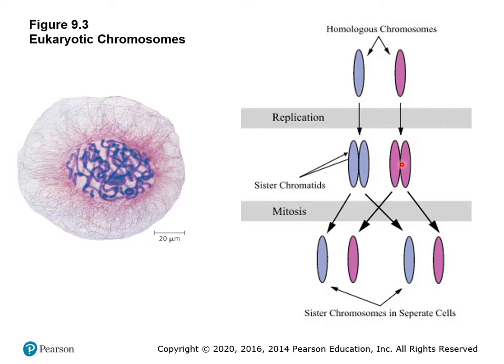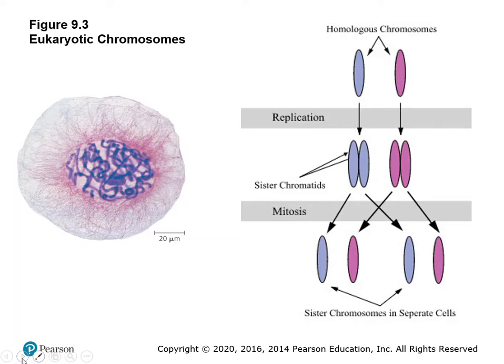But your sister chromatids are identical copies. They are identical to each other. And so homologous chromosomes are similar but not exact, whereas our sister chromatids are exact. And then when we separate at the end of mitosis, one of each sister chromatid ends up in our new cells, so that each new daughter cell has a complete set. So it has the entire set of homologous chromosomes, the 23 from dad and the 23 from mom.